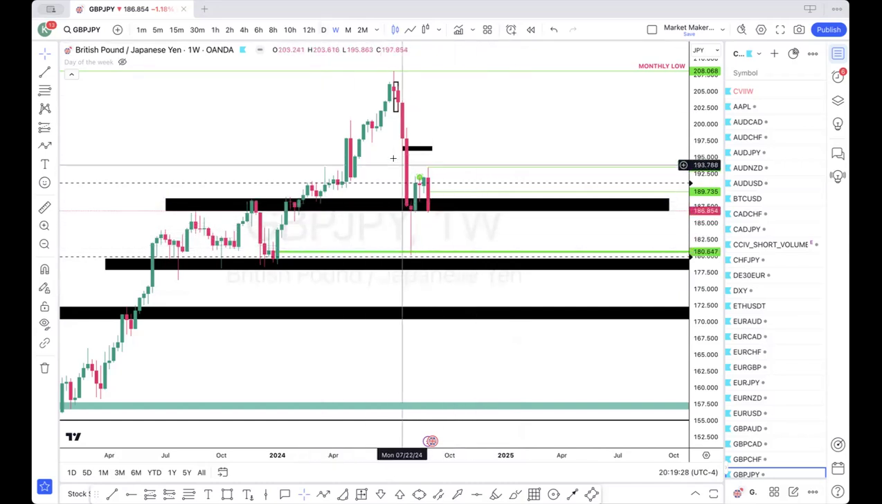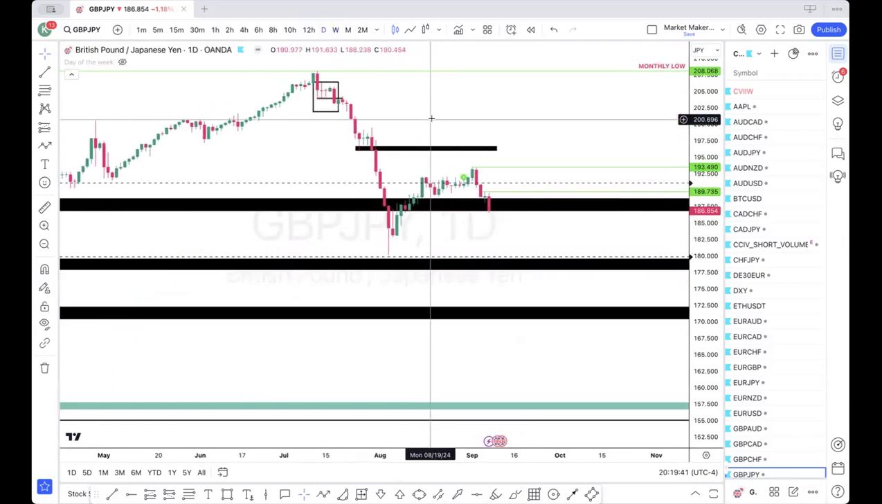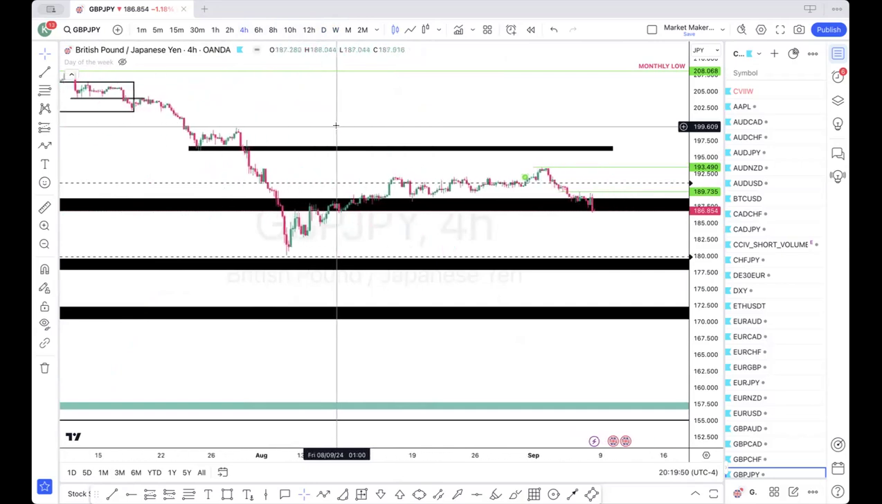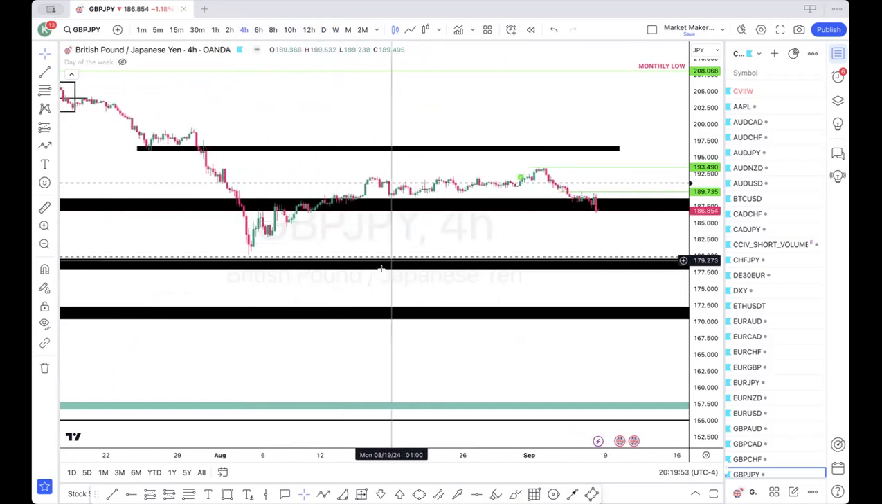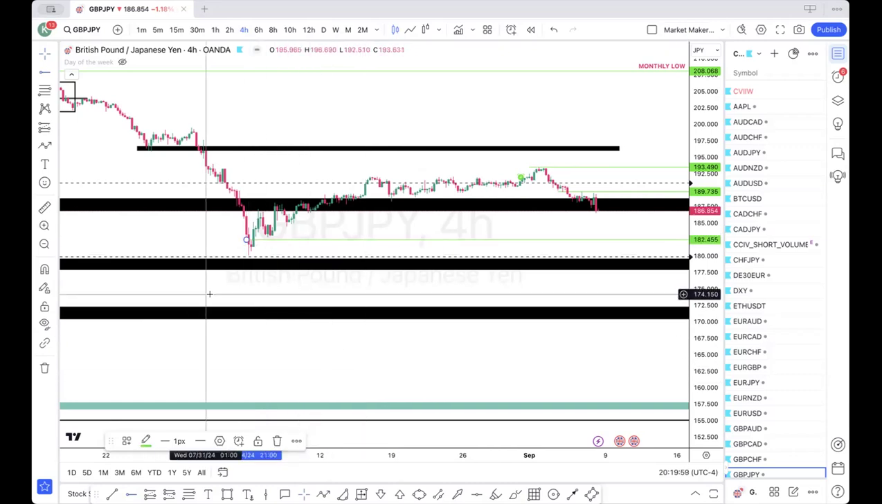I'm going to go down in time frame to look for what this wick is giving. So if I look at the daily, I have this candle with no wick here. If I go to the 4-hour, I have this 4-hour order block or demand zone here.